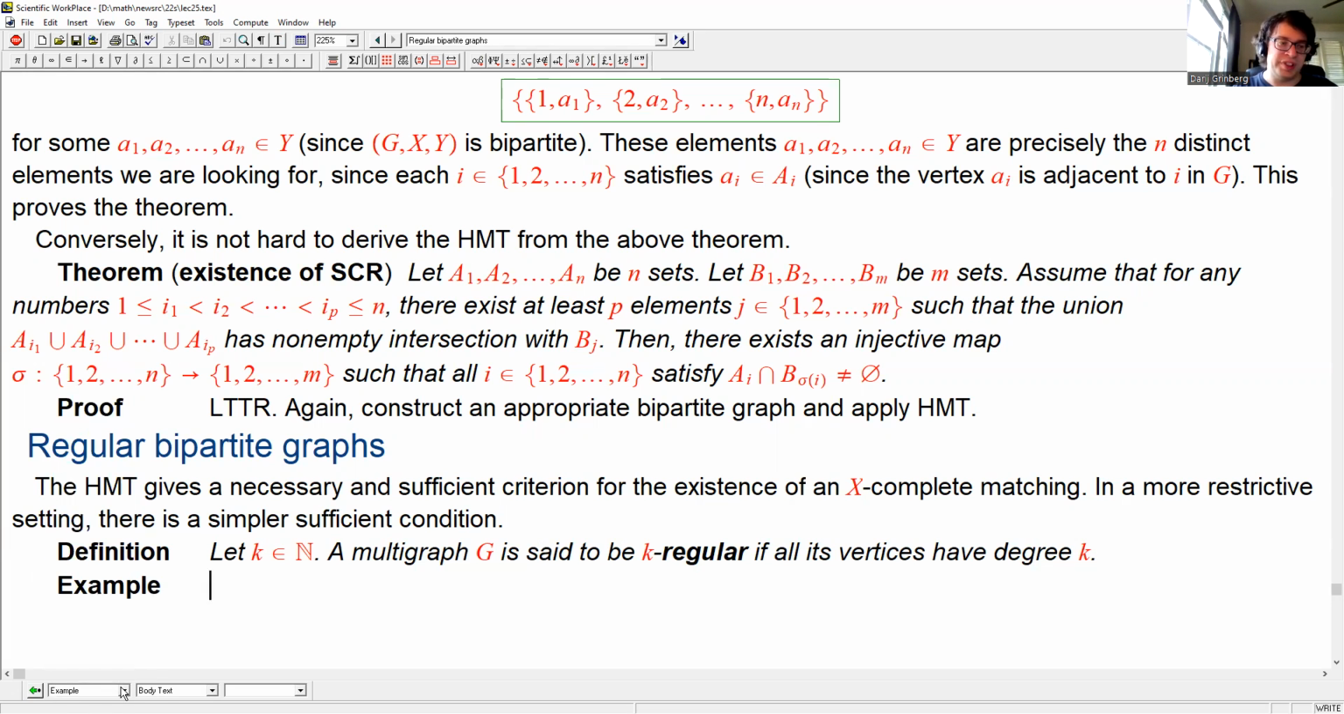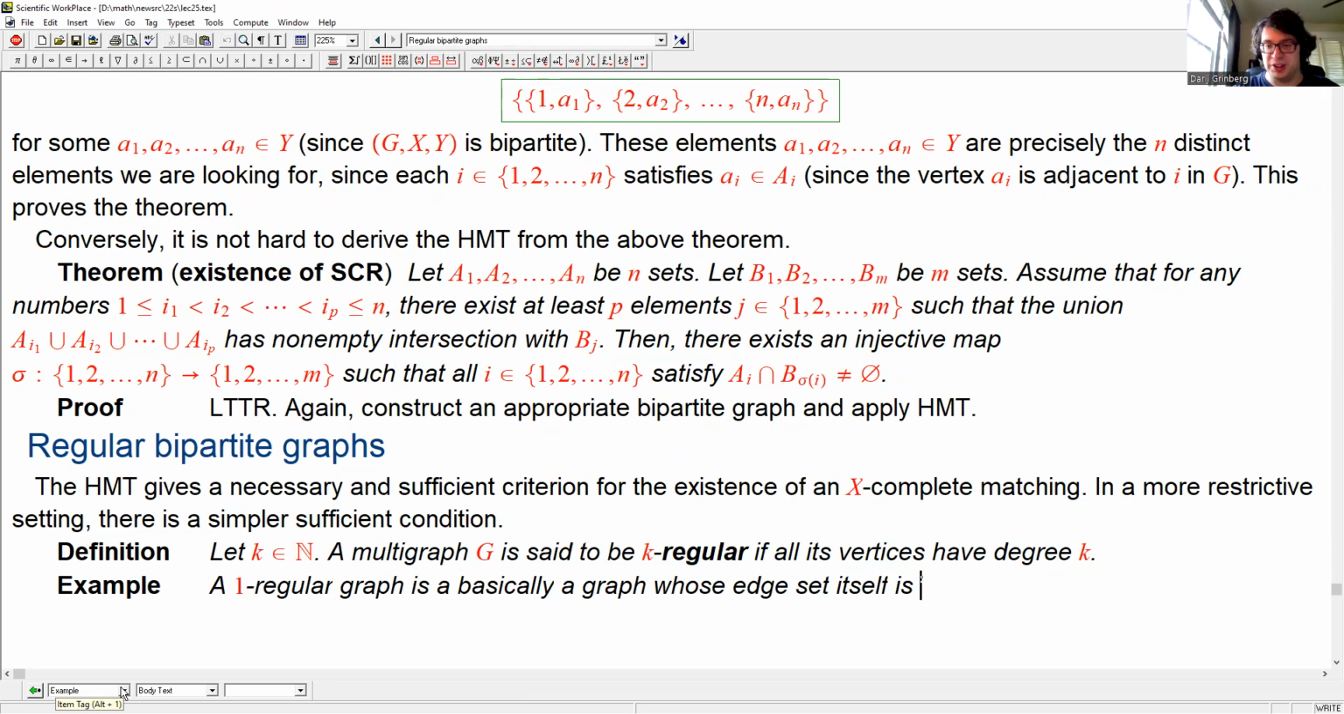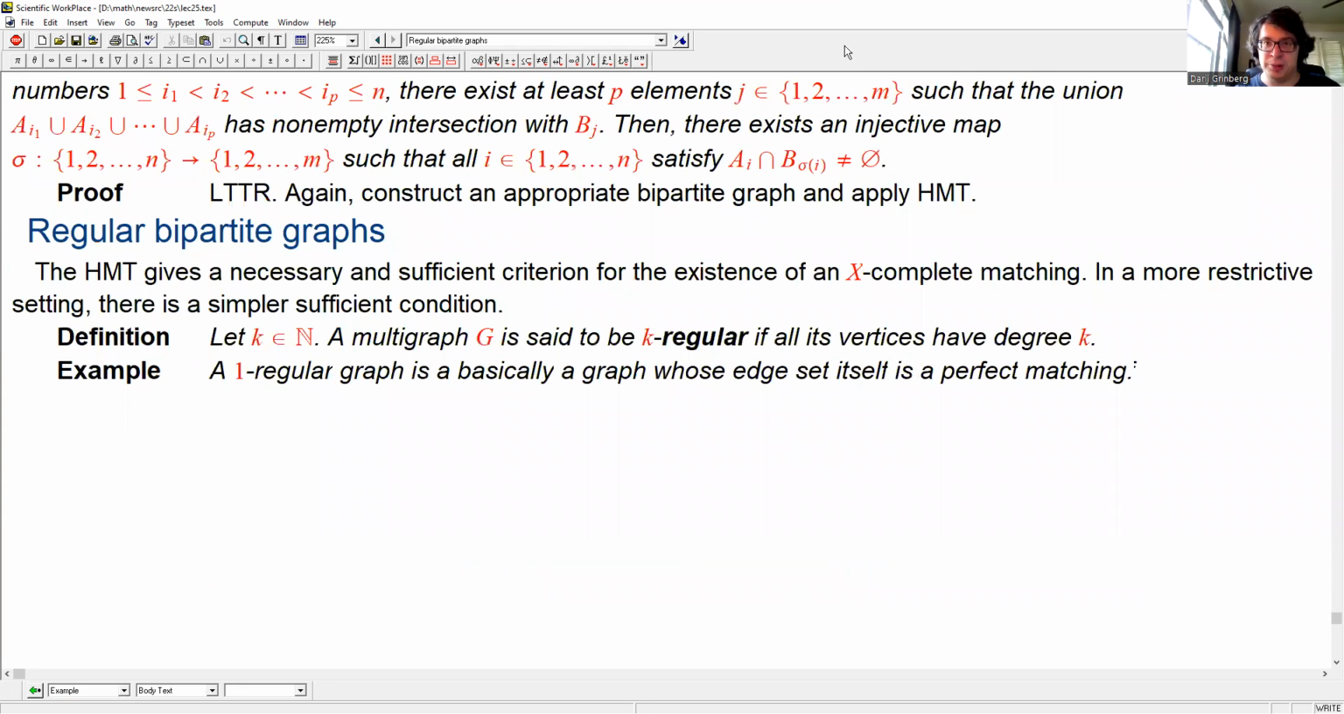So what are examples of regular graphs? Well, let's start with 1-regular. A 1-regular graph is basically a graph whose edge set itself is a perfect matching. What do I mean by this? Why is this true? Well, how would a 1-regular graph work? Each vertex has degree 1.